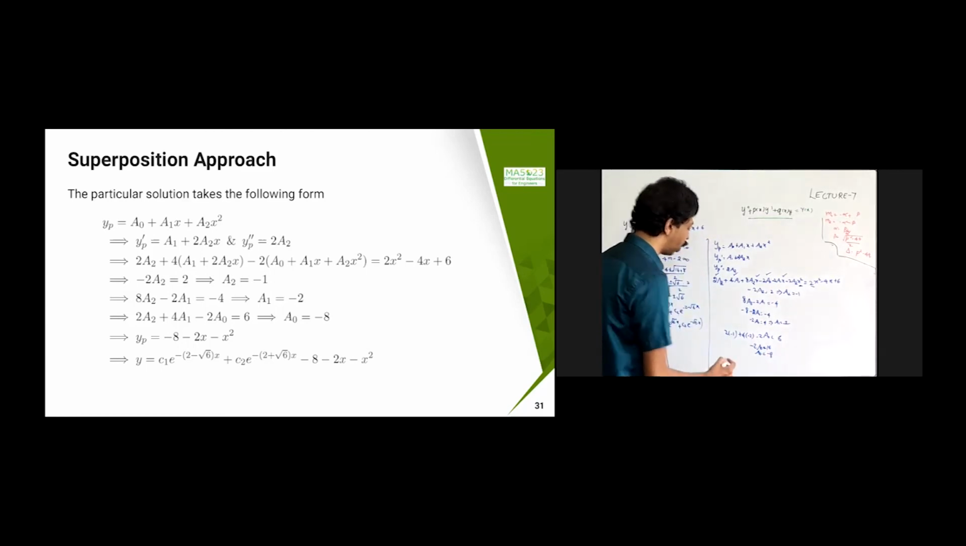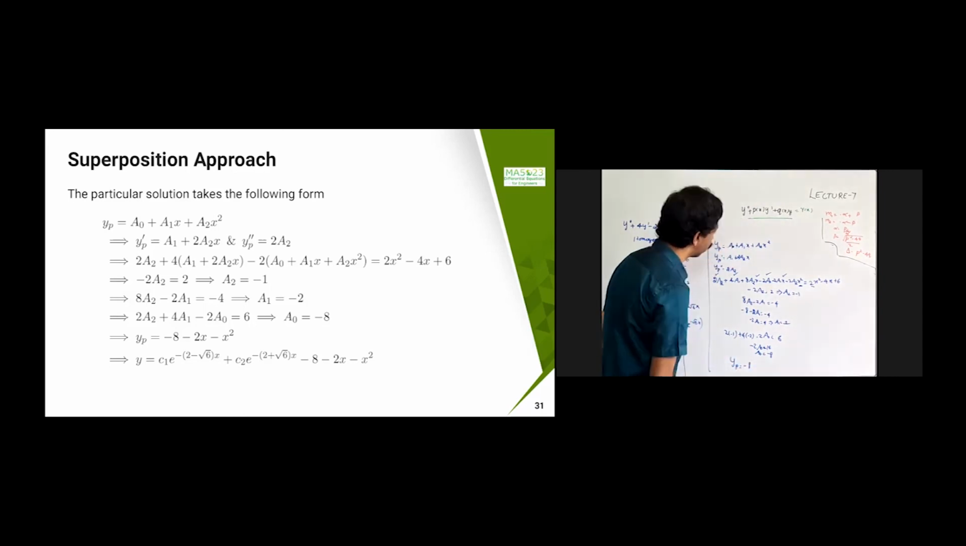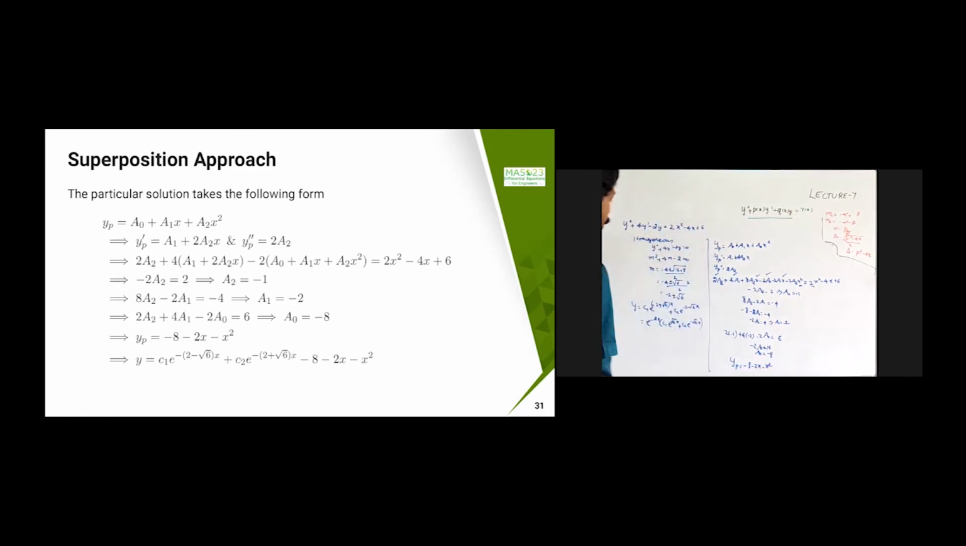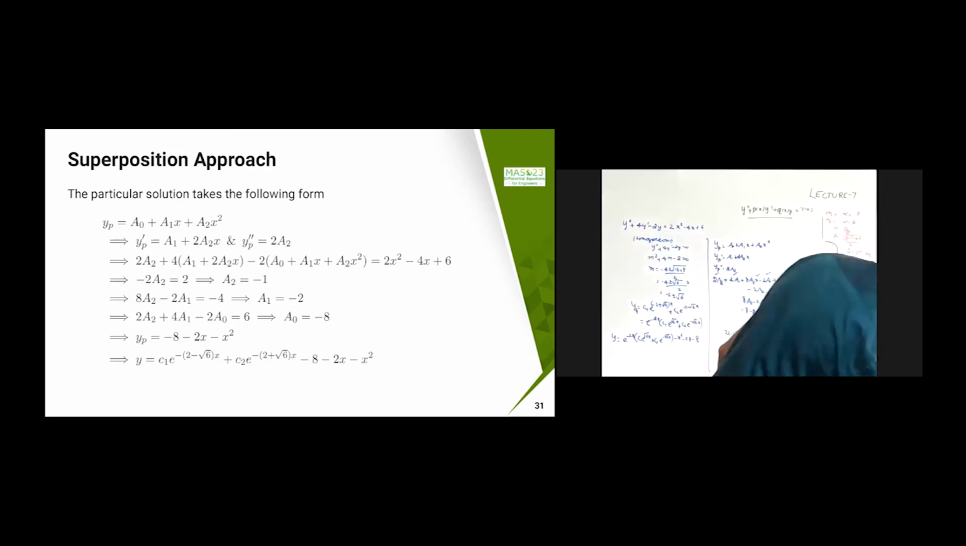Therefore your yp is going to become minus 8 minus 2x minus x square. This is going to be yh only, because it's a homogeneous part, right? So your y is going to become e power minus 2x into c1 e power square root of 6x plus c2 e power minus square root of 6x, plus yp, which is minus x square minus 2x minus 8. So you can substitute it over here and then verify whether it is satisfying or not. That is the superposition approach.